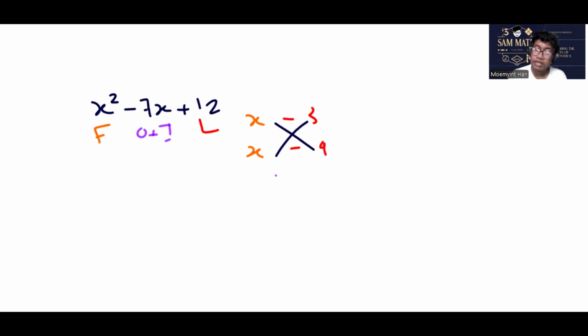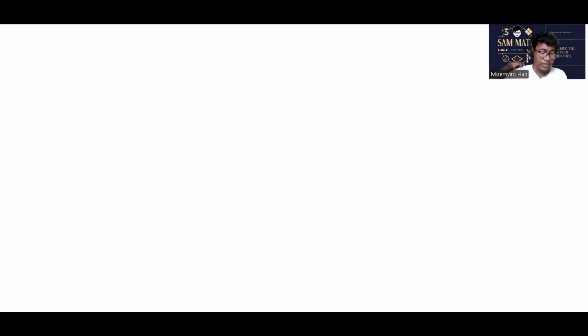x minus 3, x minus 4. Okay? I want you to check it yourself if it's correct. Okay. This time, let's use 3x squared minus 14x minus 5. Okay. So the only way to make 3x squared here is 3x and x, isn't it?